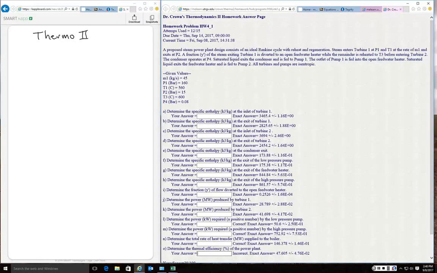The condenser operates at P4. Saturated liquid exits the condenser and is fed to pump 1. The outlet of pump 1 is fed into the feed water heater. Saturated liquid exits the feed water heater and is fed to pump 2. All turbines and pumps are isentropic.